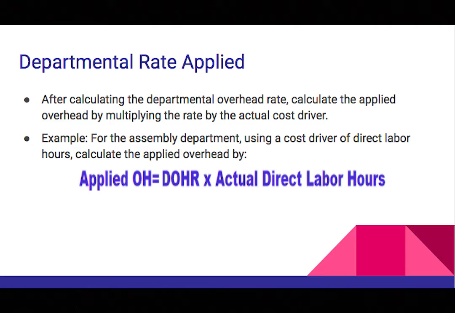After calculating the departmental overhead rate, calculate the applied overhead by multiplying the rate by the actual cost driver. So if we use the example of the assembly department, which calculated the overhead on the basis of direct labor hours, we will calculate the applied overhead by taking our predetermined departmental overhead rate and multiplying it by the actual direct labor hours that have been incurred.